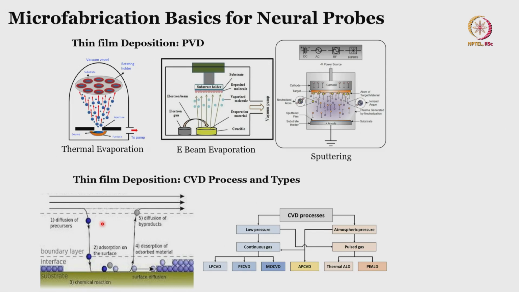Now, in general what we understand is PVD versus CVD, but in CVD there are several types. Like in PVD there are 3 types: thermal evaporation, e-beam evaporation and sputtering. In CVD also we have several types. One is low pressure CVD, second is atmospheric pressure CVD. Then you have LPCVD, PECVD, MOCVD, atomic layer deposition (ALD), thermal ALD, atmospheric pressure CVD (APCVD), low pressure CVD (LPCVD), plasma enhanced CVD (PECVD) and so on. So, several types of CVD.